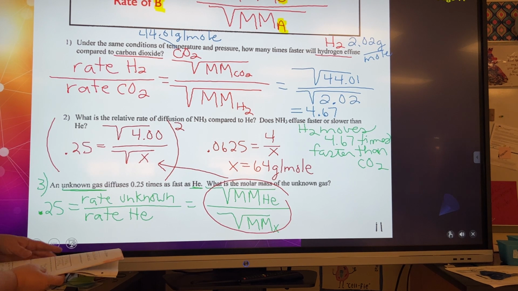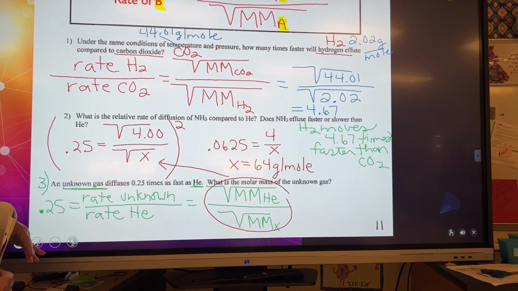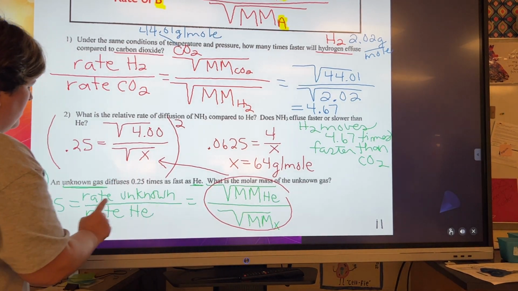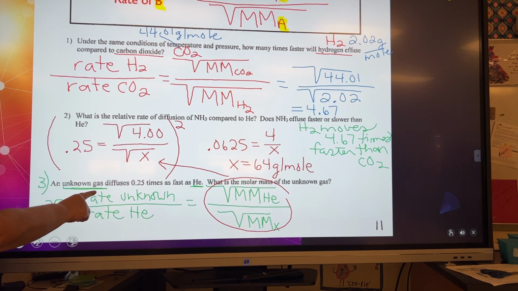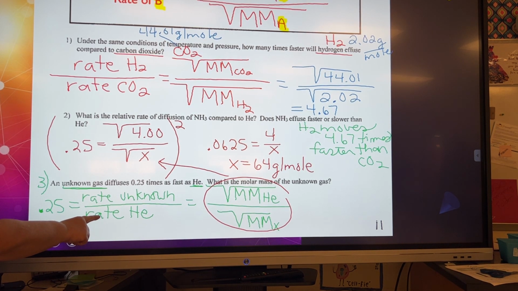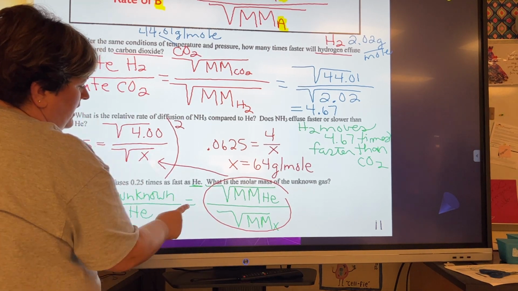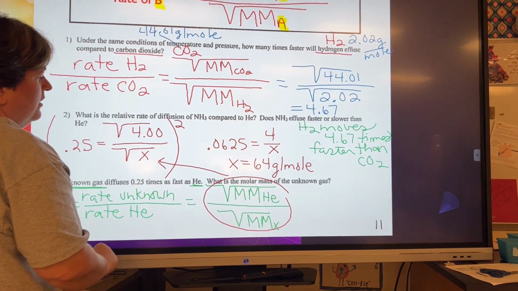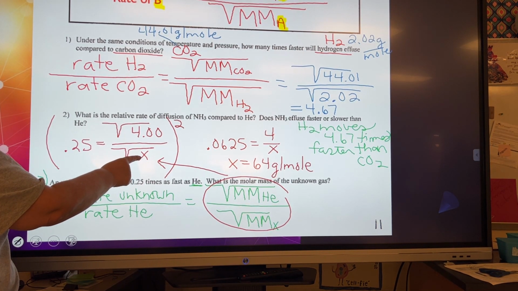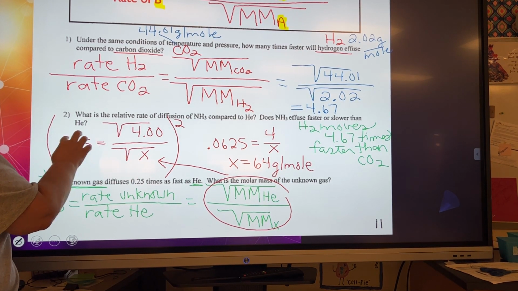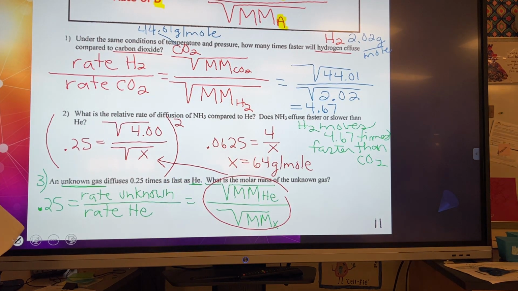So I apologize that both of these are number 3. Okay? So I took from here, my unknown gas is 0.25 times as fast. So I put him on the top over helium on the bottom. I use my equation to have the molar mass of helium diagonal, okay? My molar mass of helium divided by my molar mass of unknown. I squared the whole thing, and I ended up with that, okay?